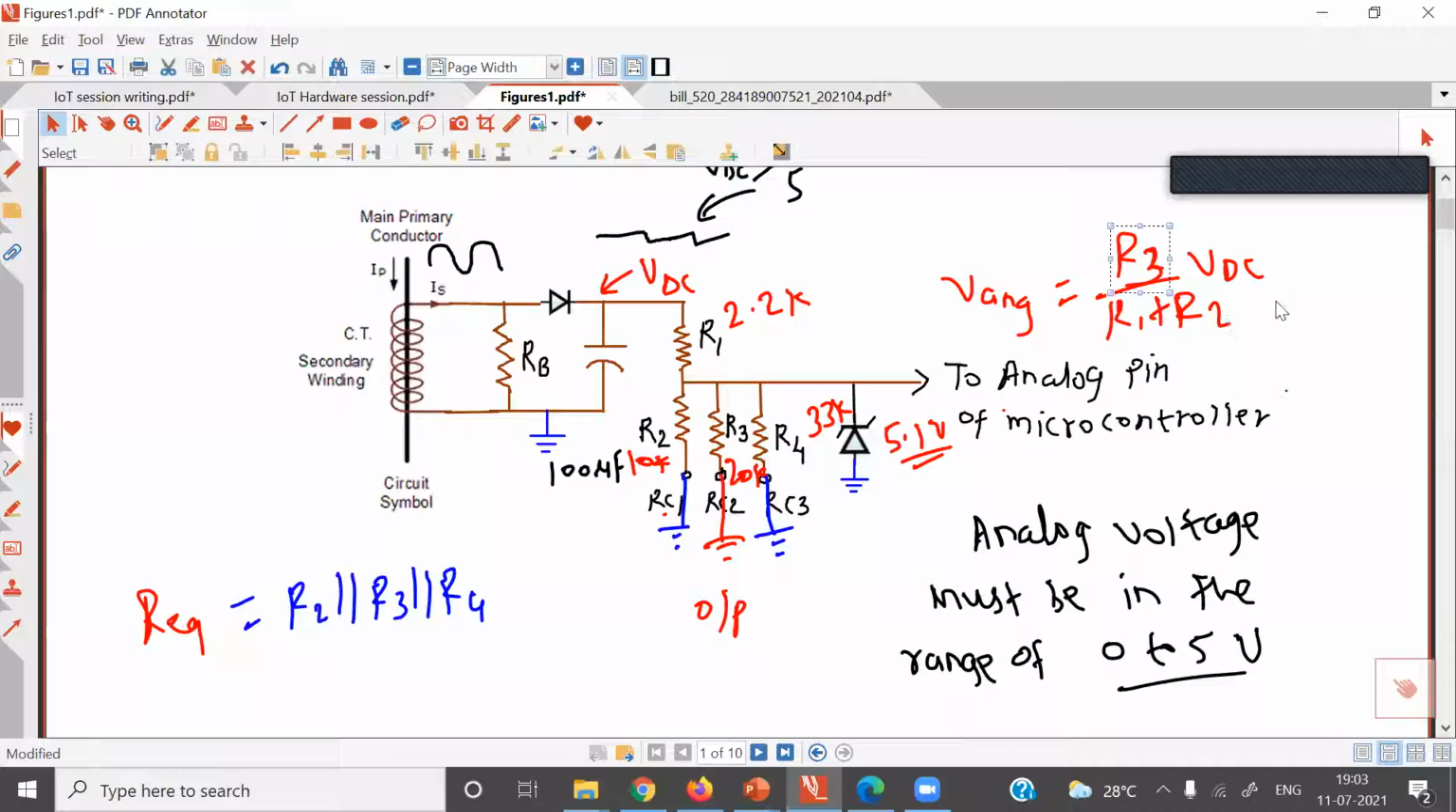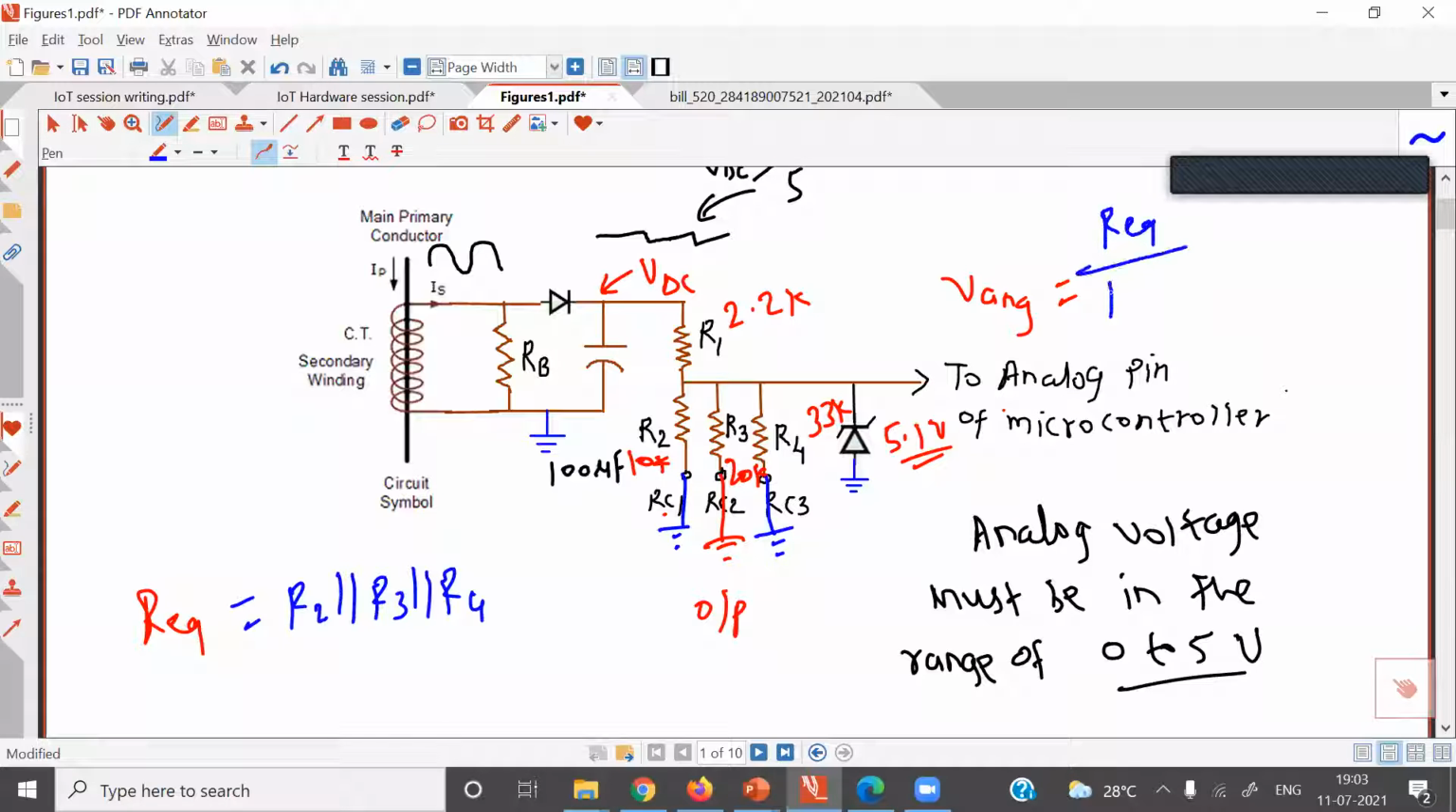Of course, last time I had not changed it here. For the previous condition, it will be R3 upon R1 plus R3. Now it will be: when all 3 resistors are grounded through port pins, the analog voltage on the microcontroller port pin will be R equivalent upon R1 plus R equivalent into VDC.